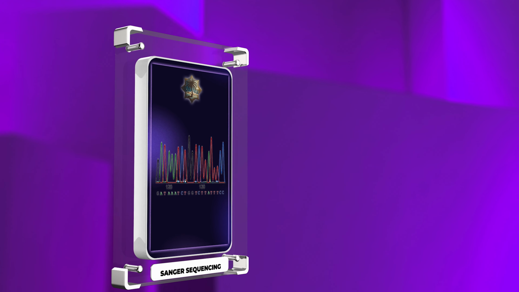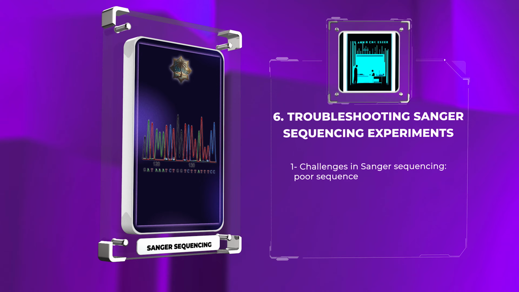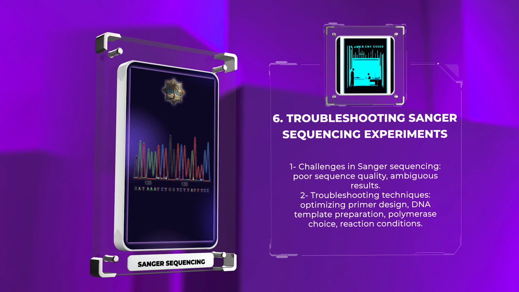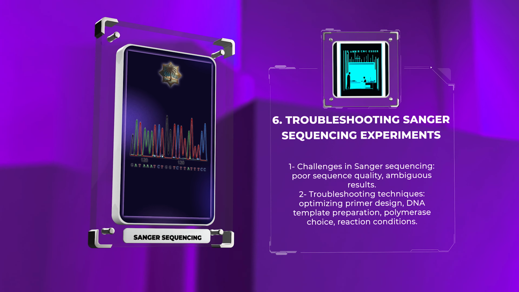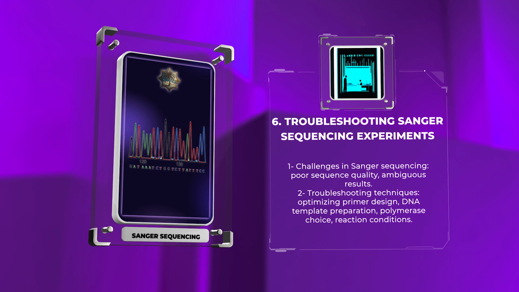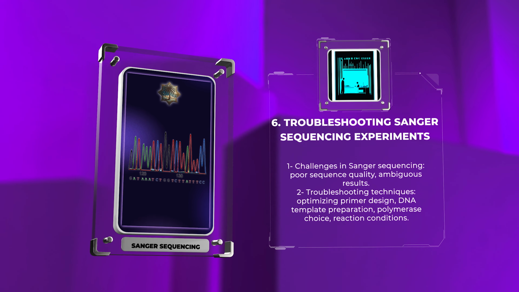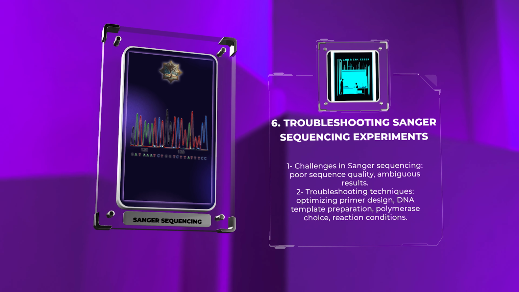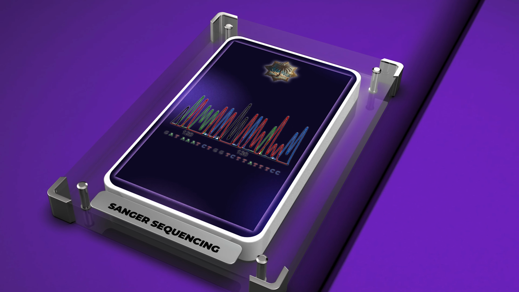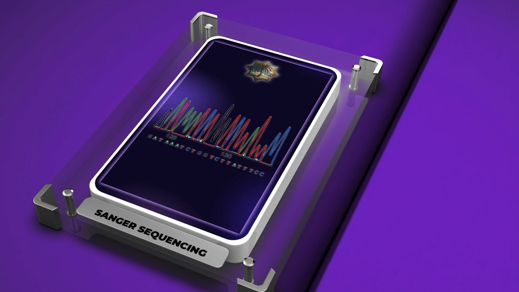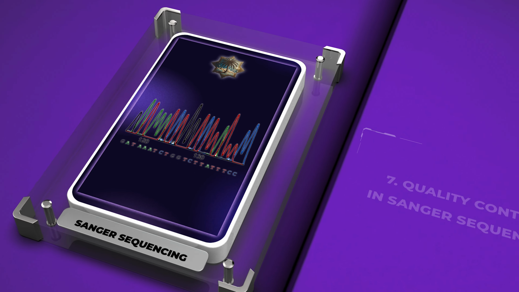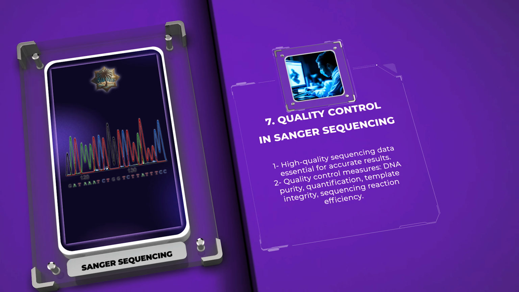Sanger sequencing experiments may encounter various challenges, such as poor sequence quality or ambiguous results. Troubleshooting techniques include optimizing primer design, DNA template preparation, polymerase choice, and reaction conditions. Maintaining high-quality sequencing data is essential for accurate results. Quality control measures involve assessing DNA purity, quantification, template integrity, and the efficiency of sequencing reactions.